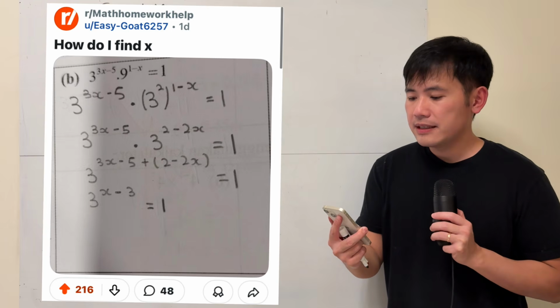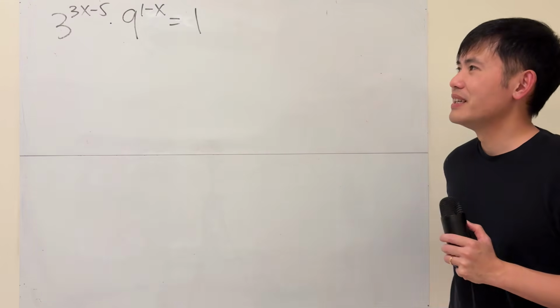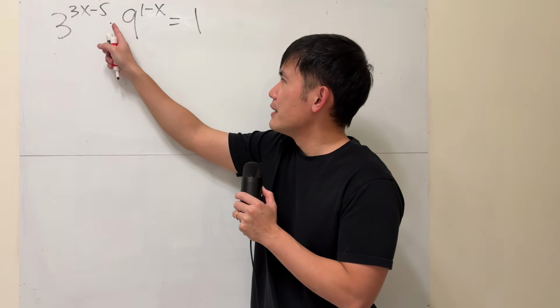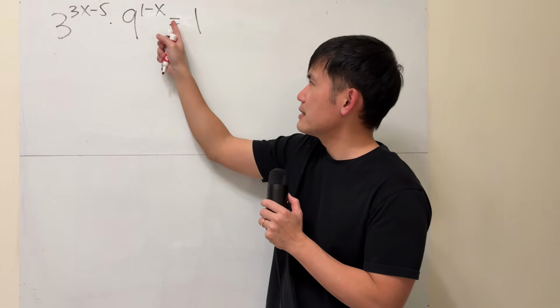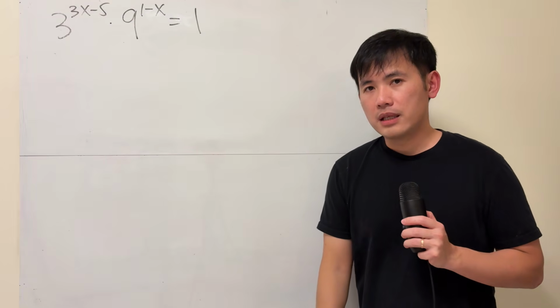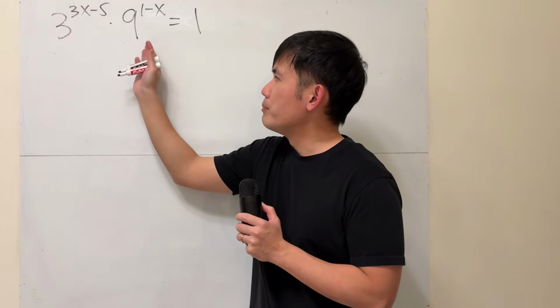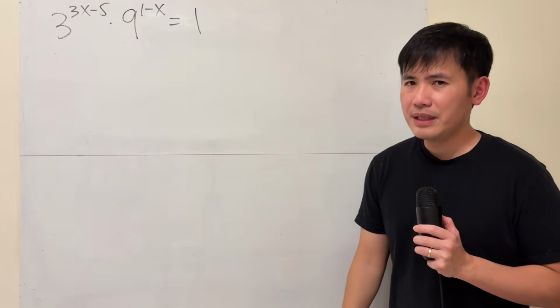How do I find x? Okay, let's have a look. Here we're going to solve this exponential equation: 3 to the 3x minus 5 times 9 to the 1 minus x, and that's equal to 1. The key for solving exponential equations is that when we have two different bases, try to make them equal.